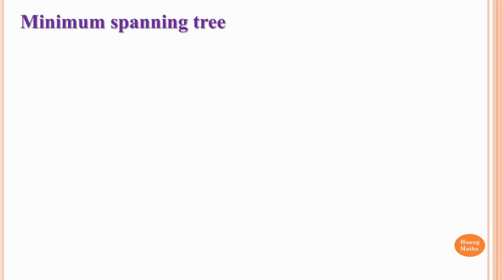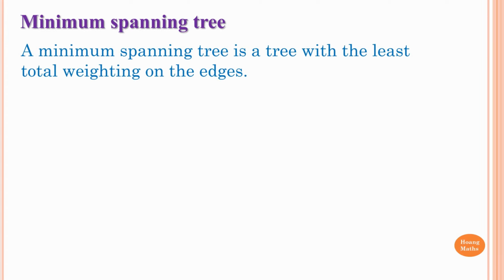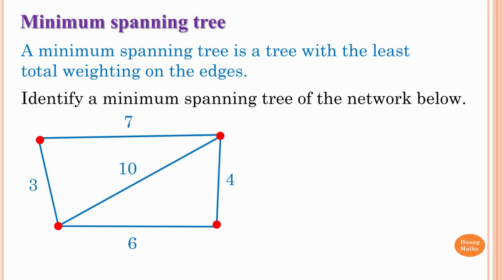Let's move on to minimum spanning tree. A minimum spanning tree is a tree with the least total weighting on the edges. For example, identify a minimum spanning tree of the network below. Looking at this network, it is not even a tree because it has so many cycles on it. So we need to remove them. But this time, remove the heaviest weighting on the edge if possible. Not always the case, but let's see.